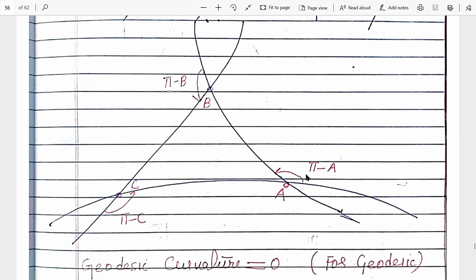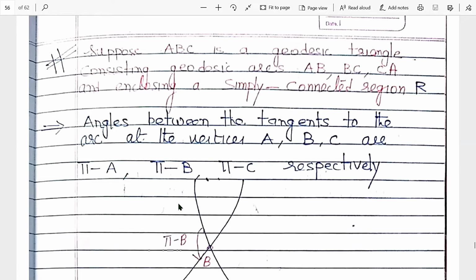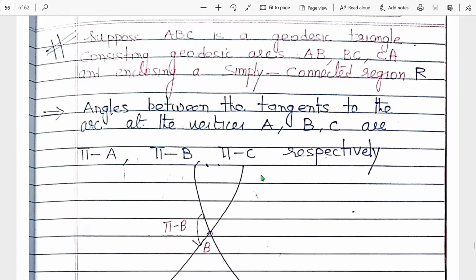This is the exterior angle, pi minus A, with a tangent between these two curves, and this is pi minus B, and this is pi minus C. Now the angles between the tangents to the arcs at the vertices A, B, C are pi minus A, pi minus B, and pi minus C, because these are triangles.